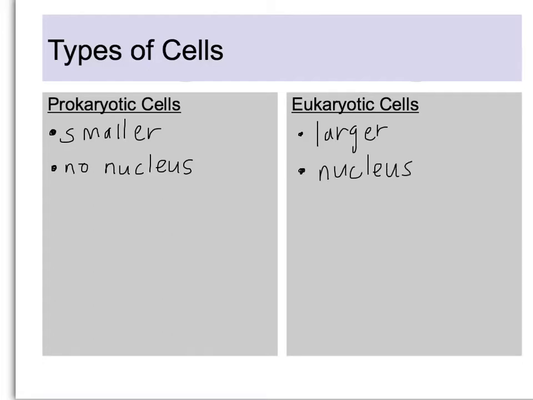Now, this doesn't mean that prokaryotic cells don't have DNA. They do have DNA, or genetic material. Their DNA is loose in the cytoplasm. In other words, it's loose in the cell. Where the nucleus in a eukaryotic cell is kind of like a little container for the DNA.